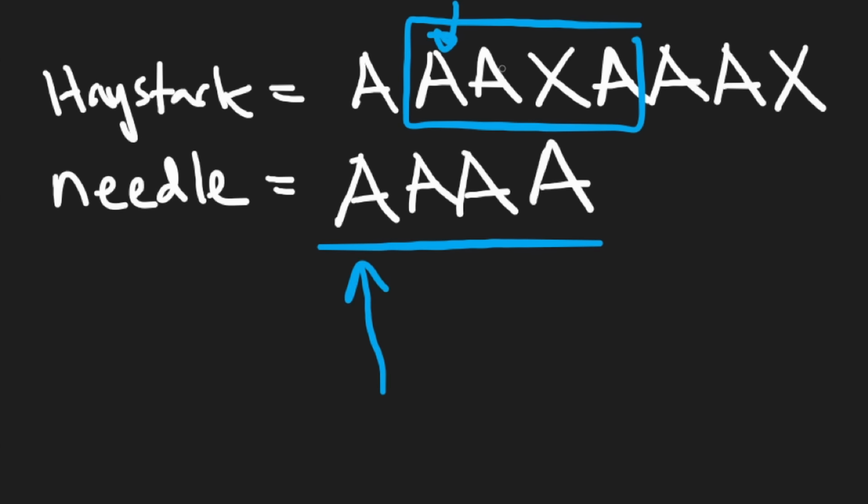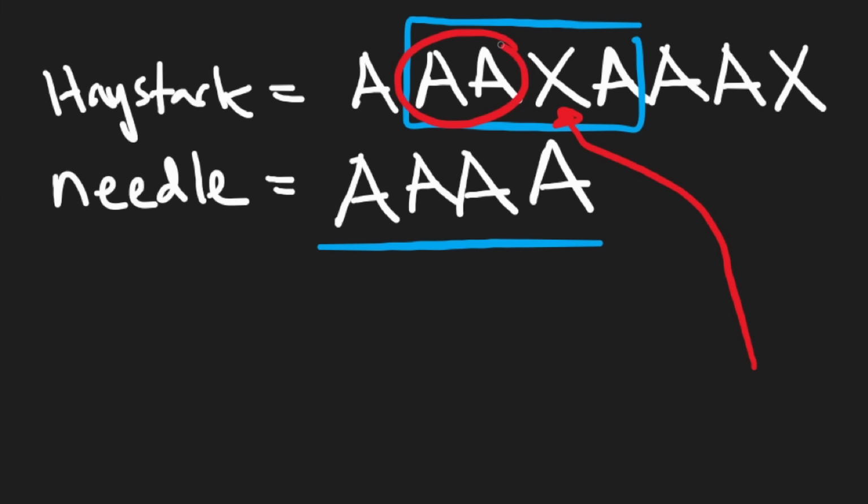But is that really necessary? Because remember, it was this character that actually gave us trouble. It was the X character. These characters were perfectly fine. And not only were these characters fine, these characters actually still match the beginning of our needle. This prefix matches this prefix. So why should we have to go through these characters again?